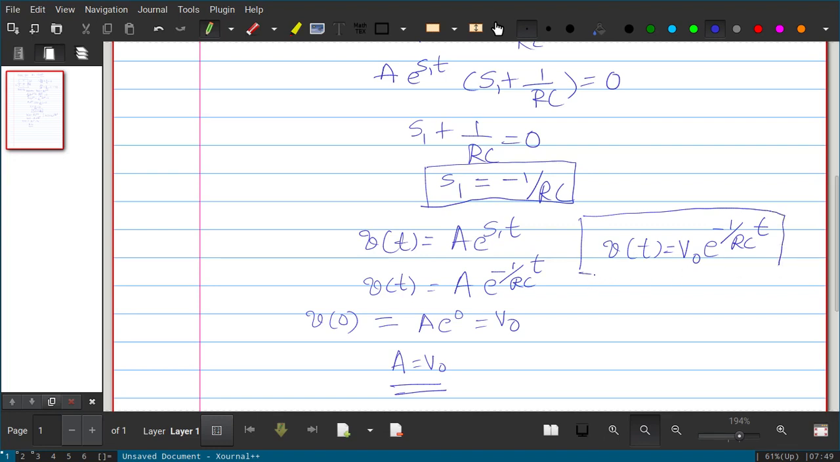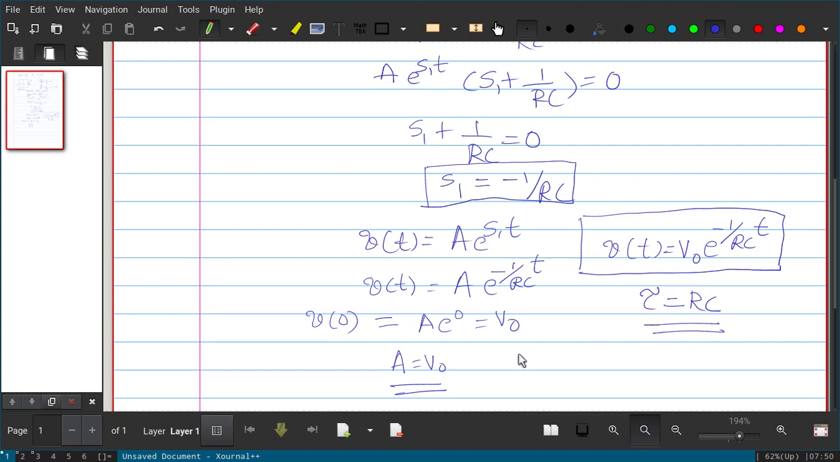What is the response of the voltage across the capacitor? The voltage across the capacitor exponentially decays with the initial value V0. And here the time constant tau will be RC. If you substitute, RC has the unit of time, since the numerator and denominator are both time, so it's a time constant. Tau is nothing but RC. In the RL circuit, it was L by R, so here it is RC.